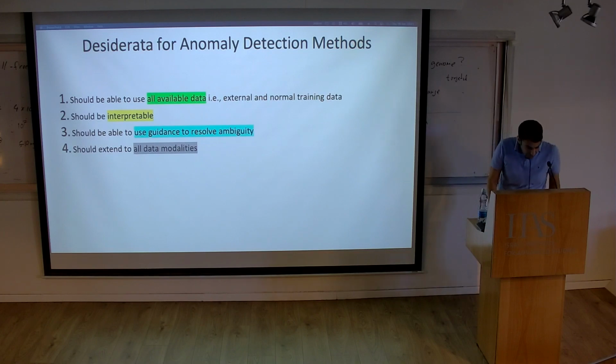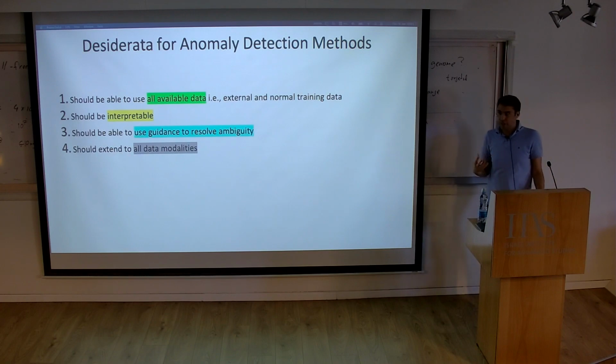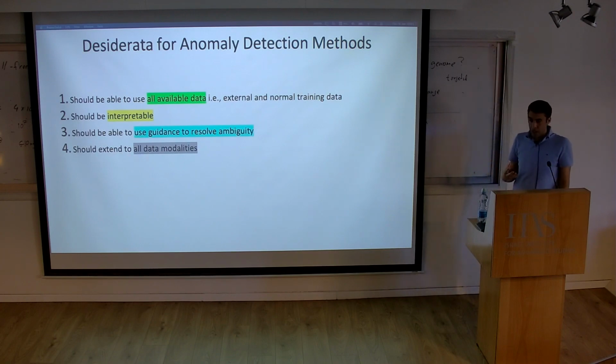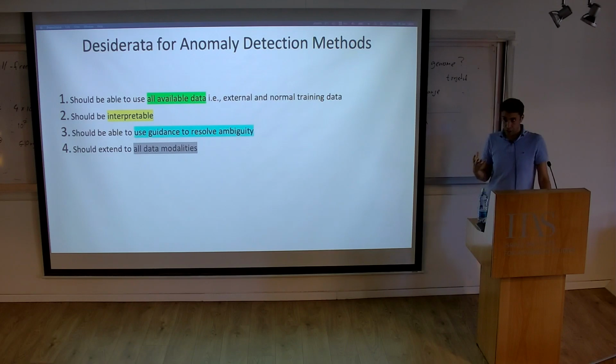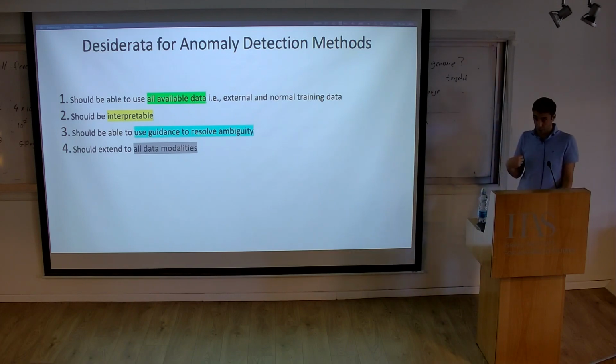The second desideratum is that the anomaly detection methods should be interpretable. Now, I'll try to explain why I think interpretability is more important in anomaly detection than in, for example, supervised classification, where it's important, but I think not as important.